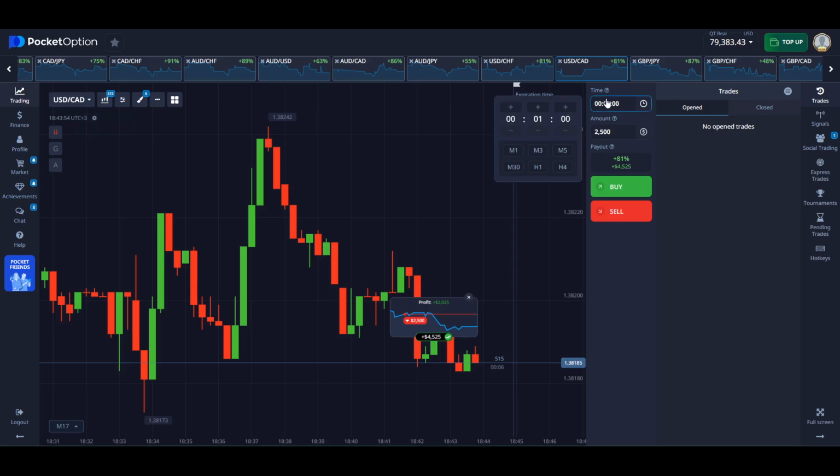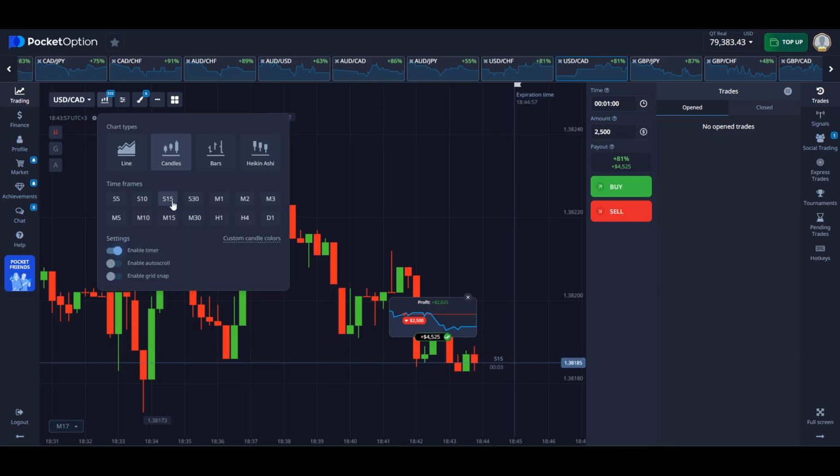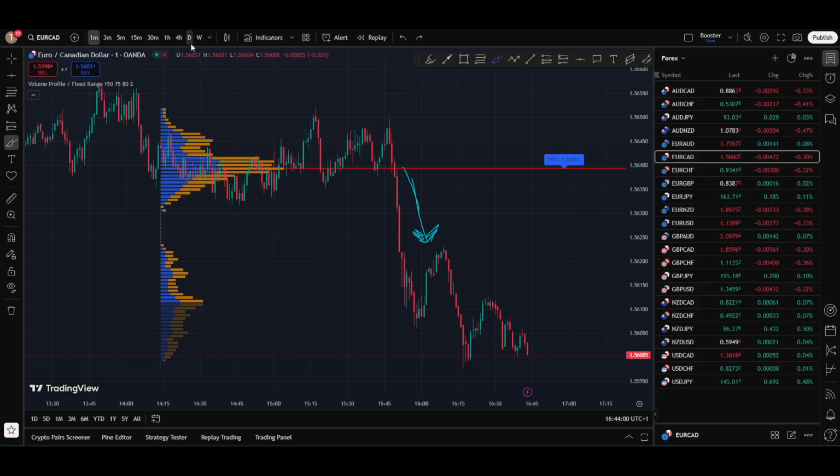Regarding the time for a trade, we work with 1-minute trades, and we set the candle time to 15 seconds. That's exactly how it works in combination with a 1-minute time frame on TradingView and with the settings I showed you. If you want to get different settings for another time interval, then just message our managers. I'll leave the link in the description.